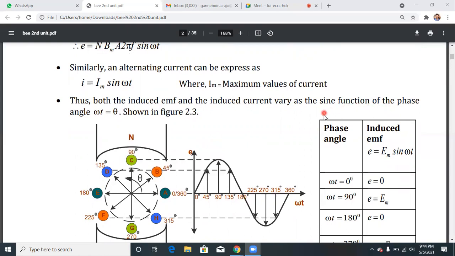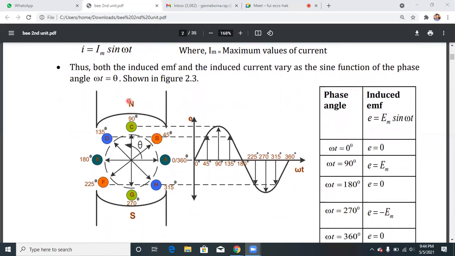That's why both the induced EMF and induced current vary as a sine function. From this diagram, you have the North Pole and South Pole. This is called 90 degrees. So 0 degrees or 360 degrees. If the conductor is placed like this, that's called 0 degrees, then 90 degrees, then 180 degrees. The conductor is rotating in this direction, anti-clockwise. Between the north and south pole, if the conductor is rotating anti-clockwise, then how does the EMF change? Here the phase angle is omega t equal to 0.